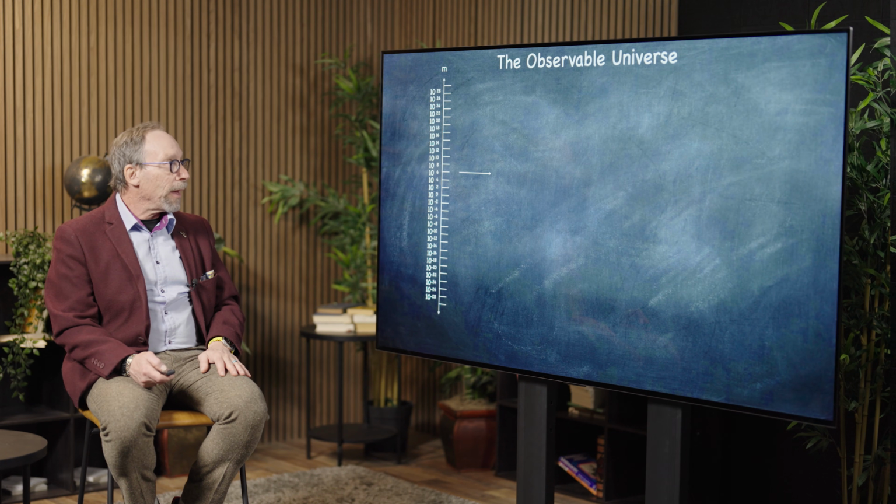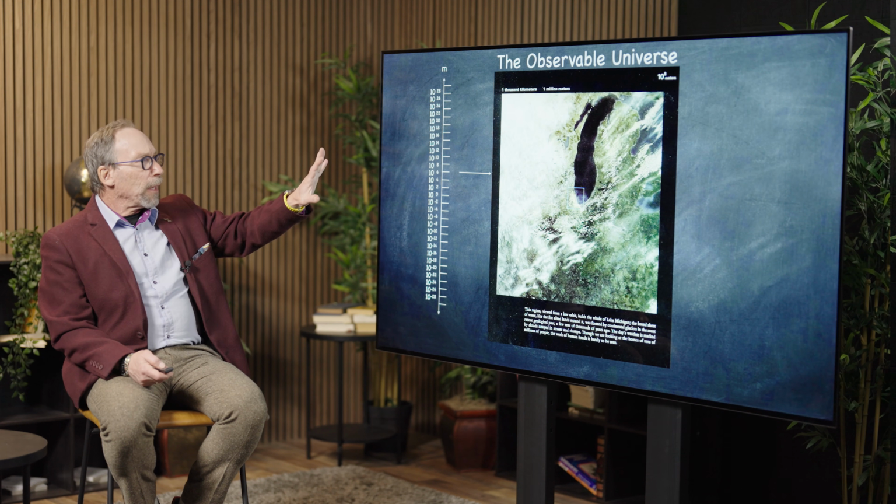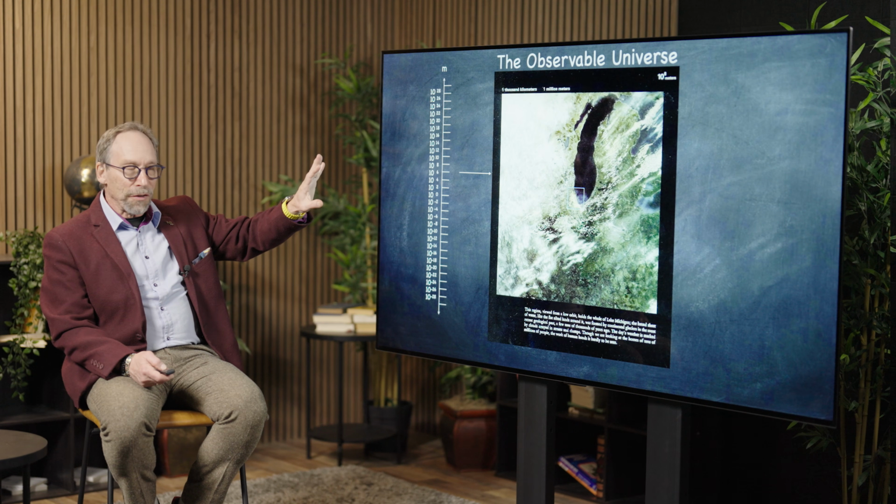If you go up to the next scale, 1,000,000 meters, 1,000 kilometers, well, on this scale, the evidence of individual human habitation is gone.